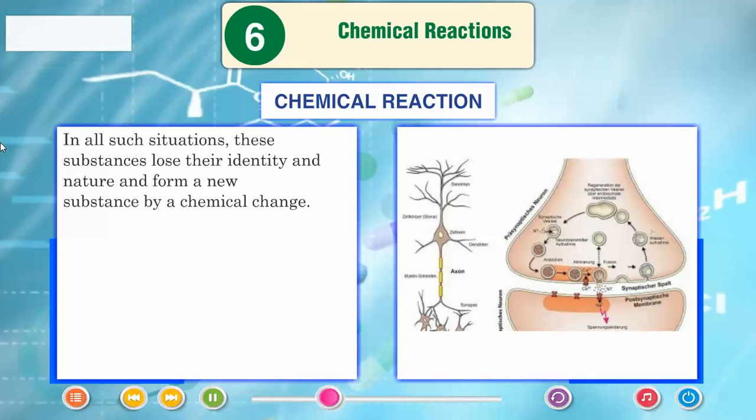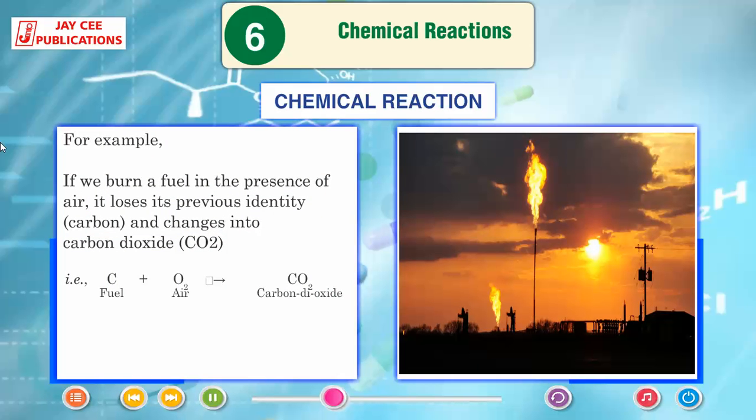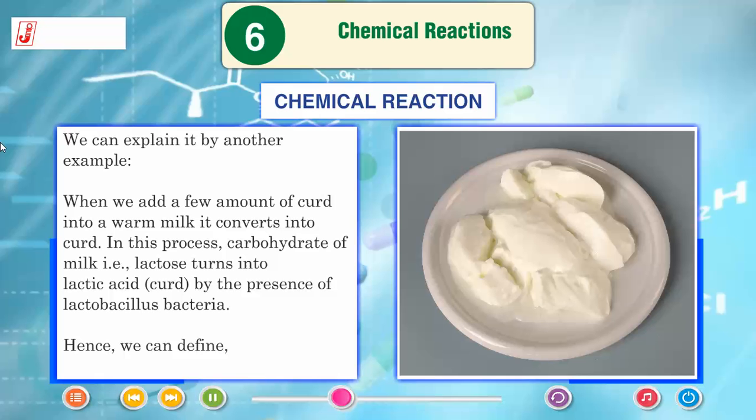In all such situations, these substances lose their identity and nature and form a new substance by a chemical change. For example, if we burn a fuel in the presence of air, carbon loses its previous identity and changes into carbon dioxide, CO2, that is, C (fuel) plus O2 (air) gives CO2, carbon dioxide. We can explain it by another example. When we add a small amount of curd into warm milk, it converts into curd. In this process, the carbohydrate of milk, that is lactose, turns into lactic acid, curd, by the presence of lactobacillus bacteria.